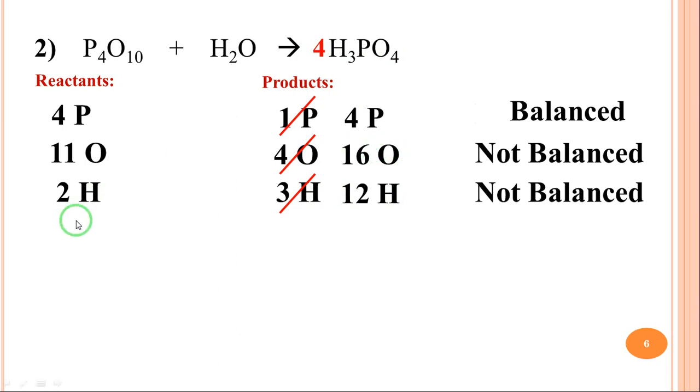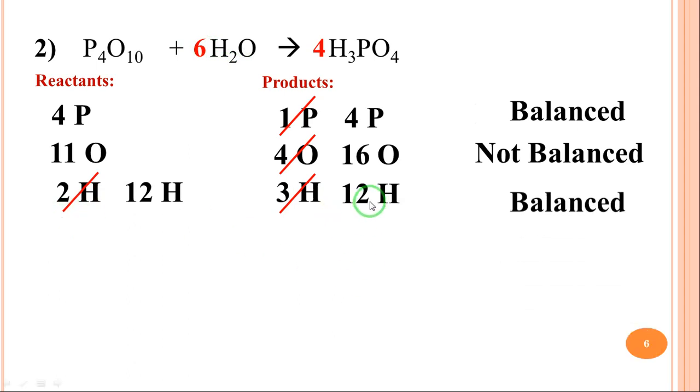Now try to look here at the number of hydrogen. We have 2 here, 2 hydrogen, we have 12 hydrogen, so it's also so easy. You have to multiply here by 6, we have 6 times 2, so now we have 12 hydrogen atoms in the reactant side, also in the product side, so they are balanced now.